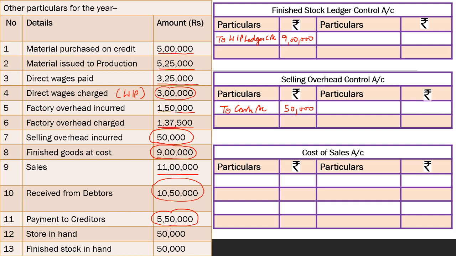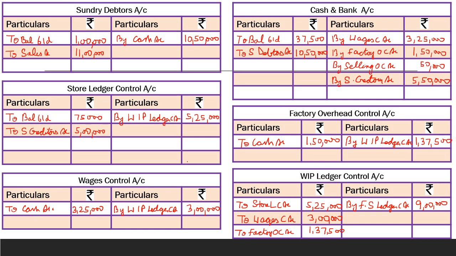Our next transaction is finished stock ledger control account closing balance is 50,000, and stores ledger control account closing balance is also 50,000. So first we write the closing balance of finished stock ledger control account. So on the credit side we write by balance carried down 50,000, and in stores ledger control account on the credit side we write by balance carried down 50,000.